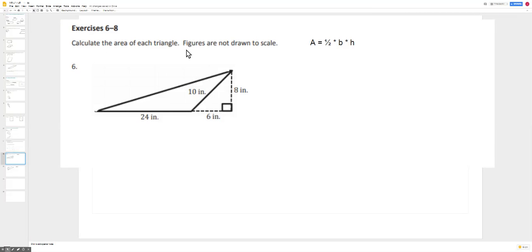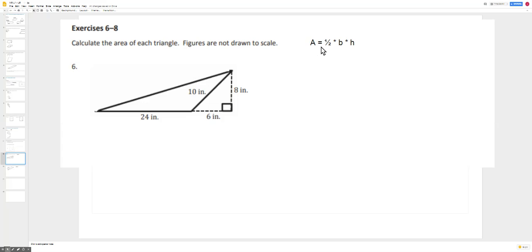It says calculate the area of each triangle. Figures not drawn to scale, which all this means is that this is not really 24 inches here. As you can see, if it's 24 inches, it would be going off of your page or off of the screen even. So let's go ahead and we have to find the area of a triangle.